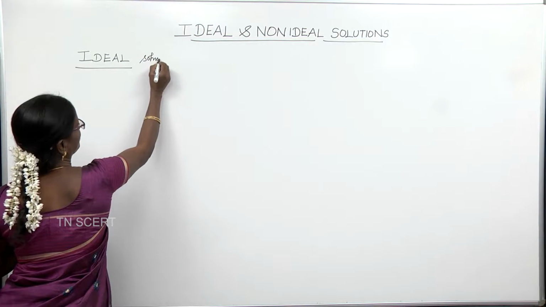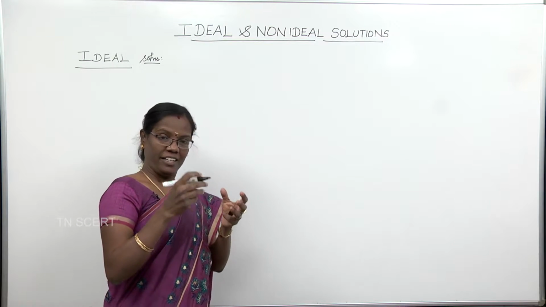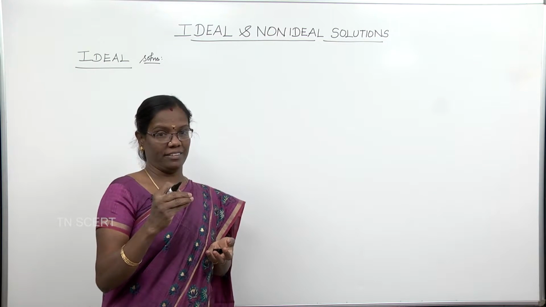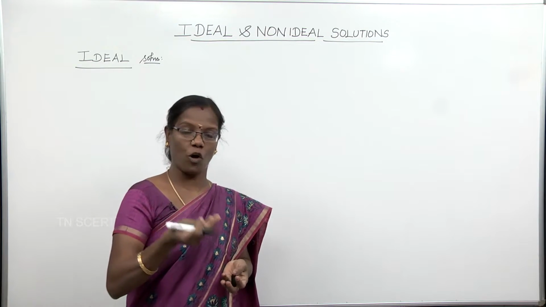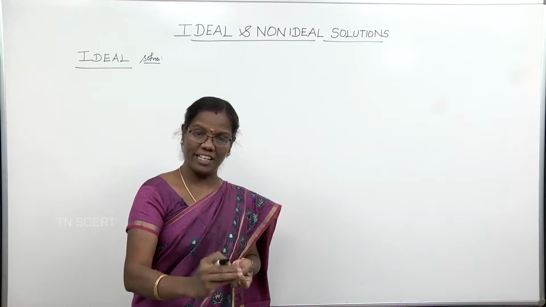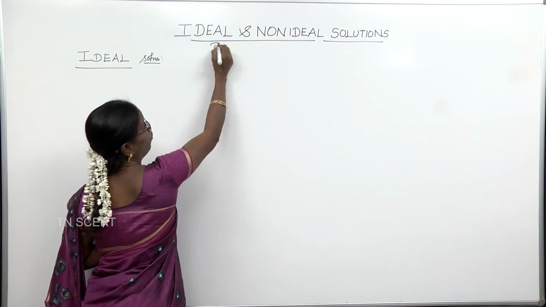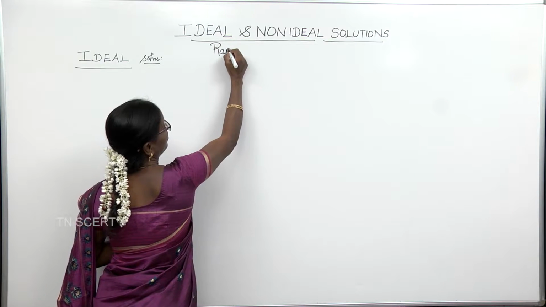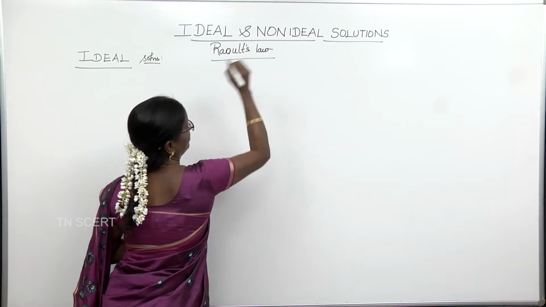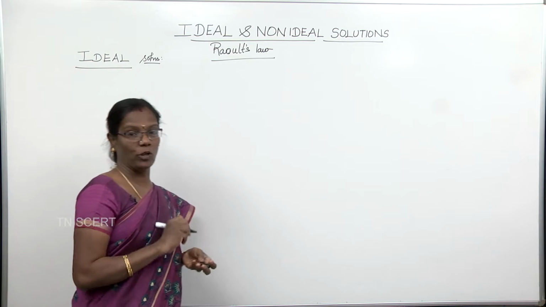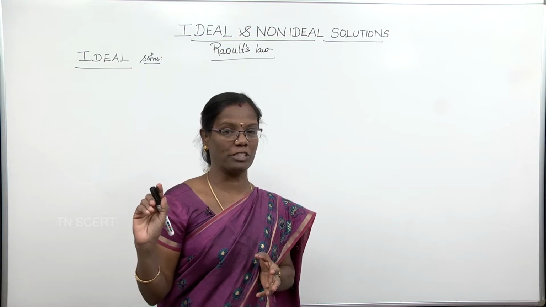Ideal solutions are solutions in which each component obeys Raoult's law. They contain two components, is it not? What are those two components? Solute component and solvent component. If each component obeys Raoult's law, then they are said to be ideal solutions. But do you think this is possible? Practically, this is not at all possible.